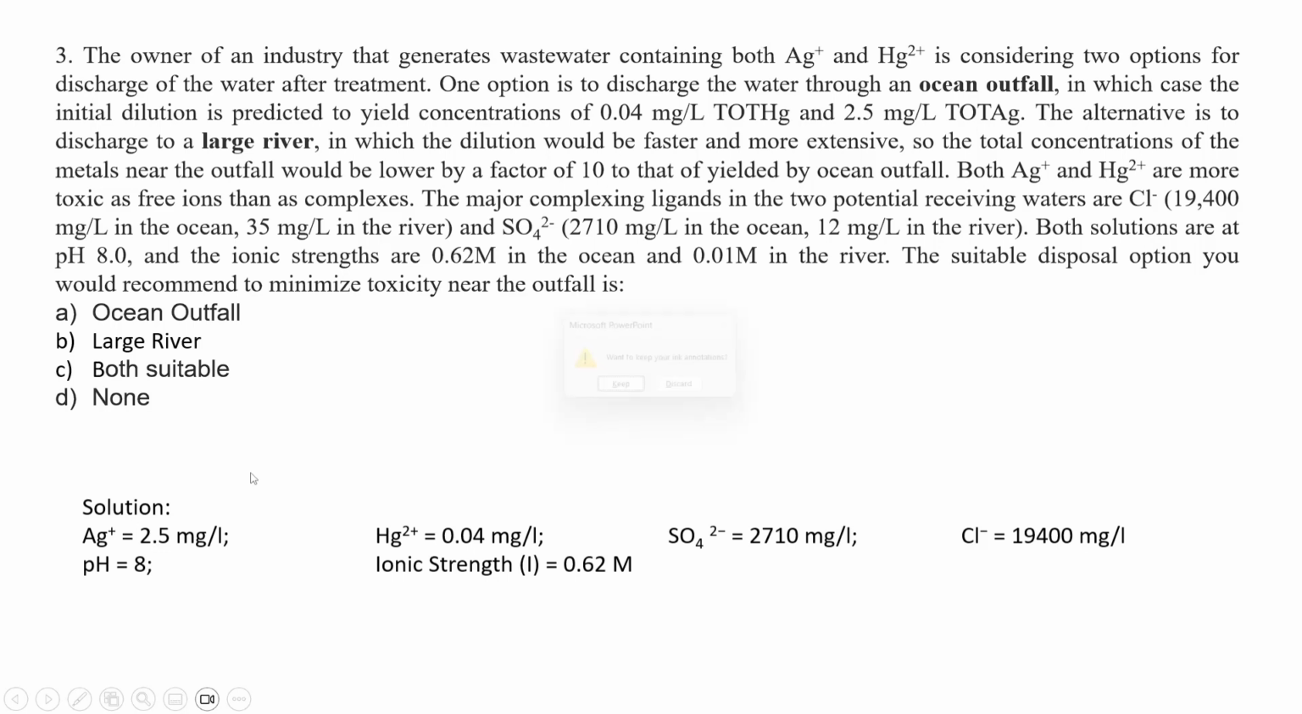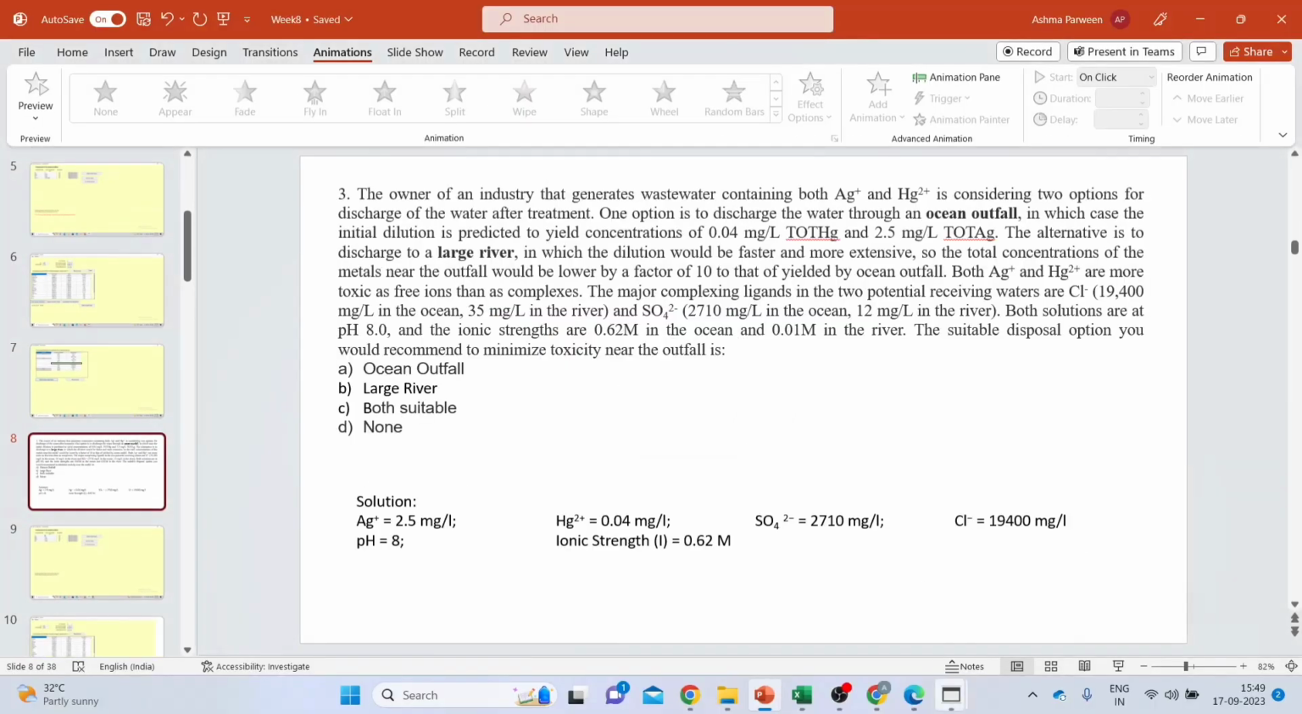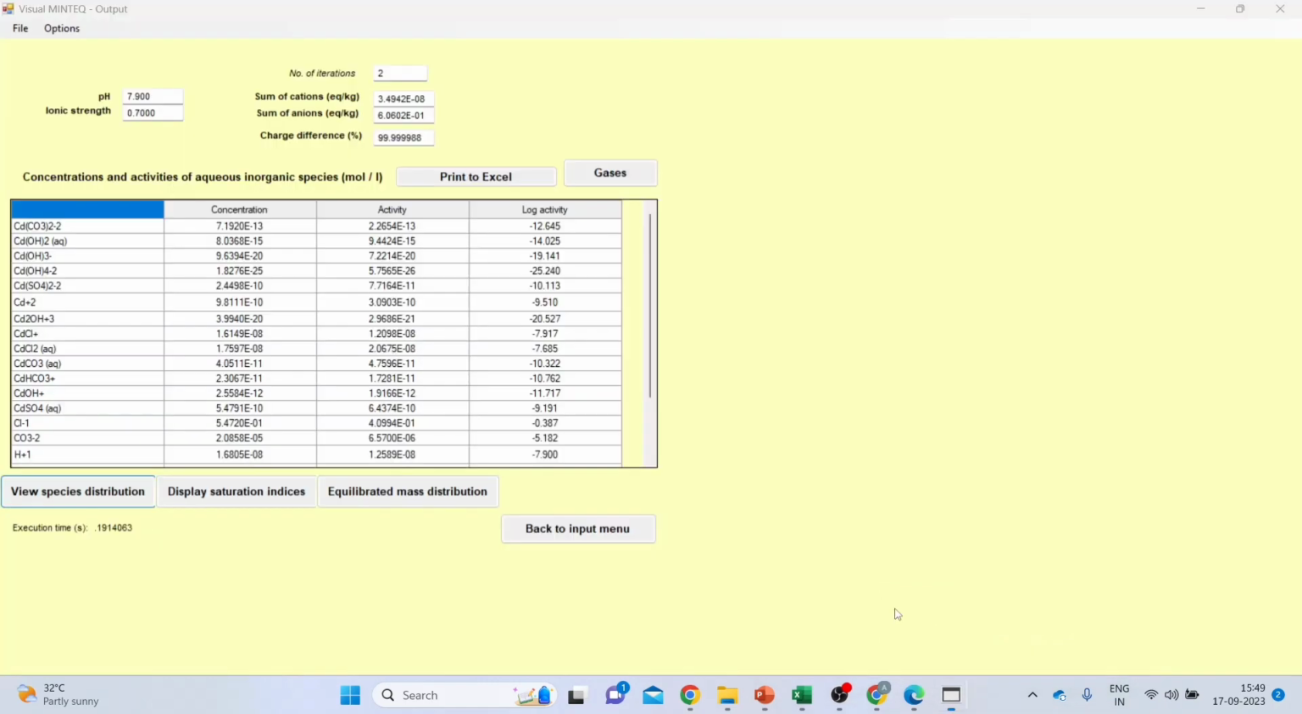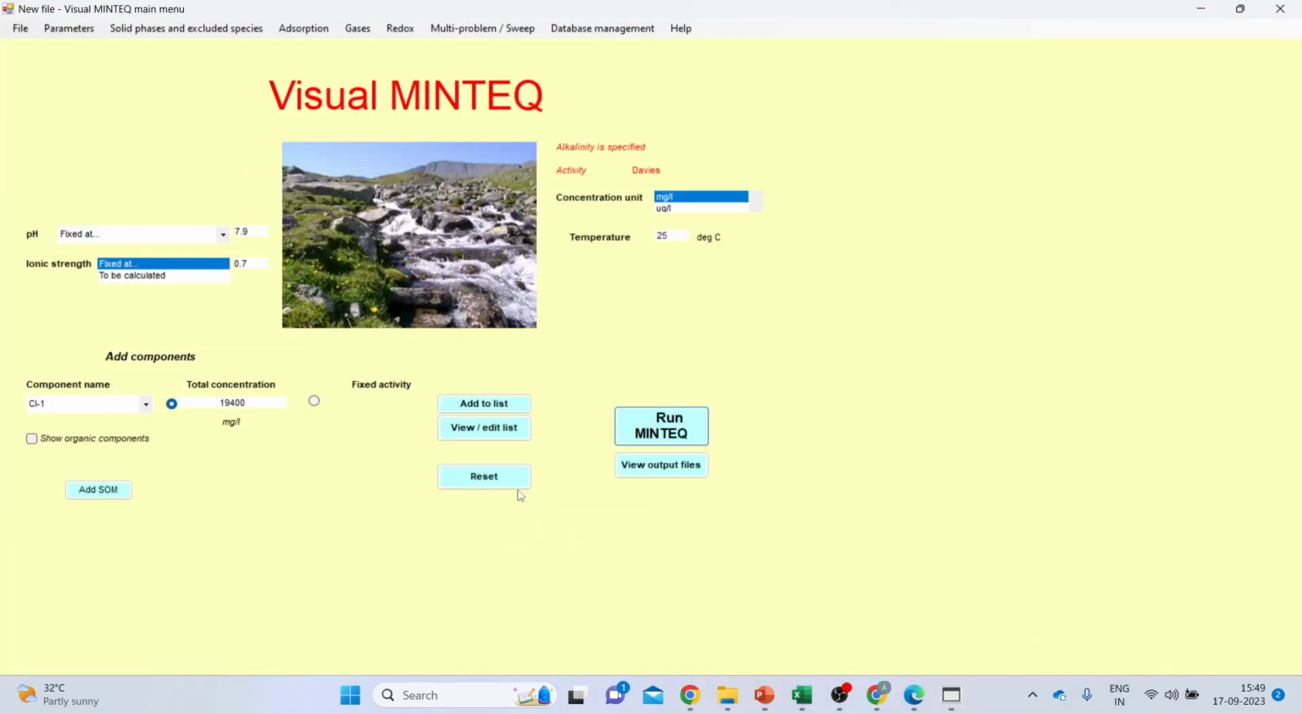So let's go to MINTEQ and solve. So we'll go back to the menu. We will first reset it. Now let's start putting the values. So the pH is fixed. I think it was 8. Yes, the pH is 8.